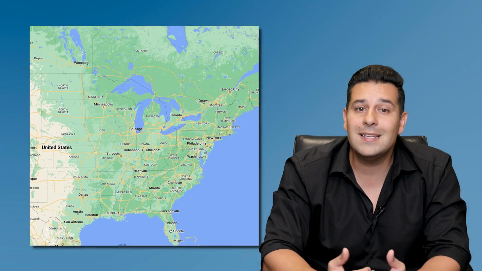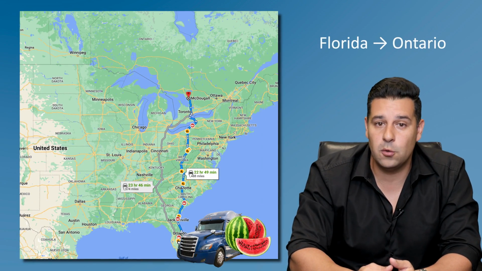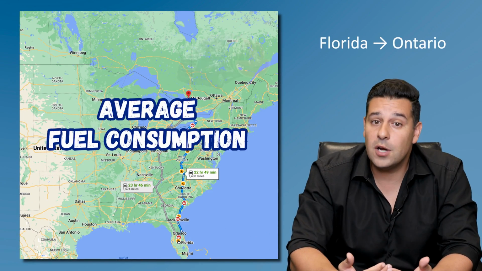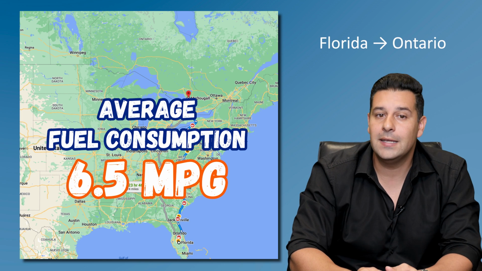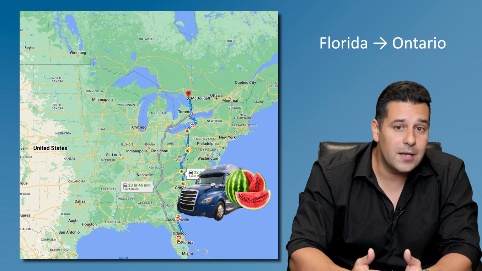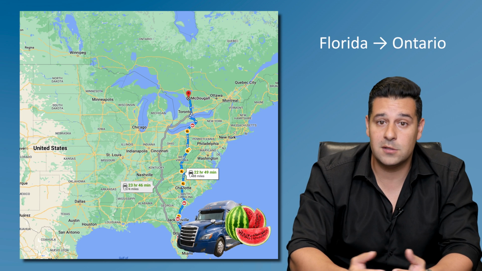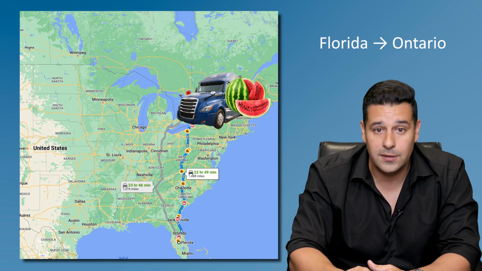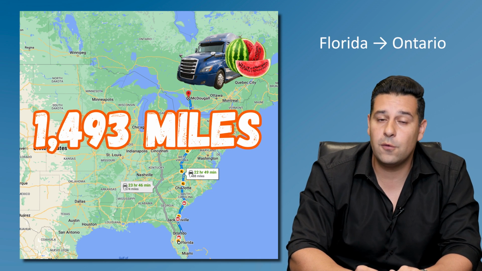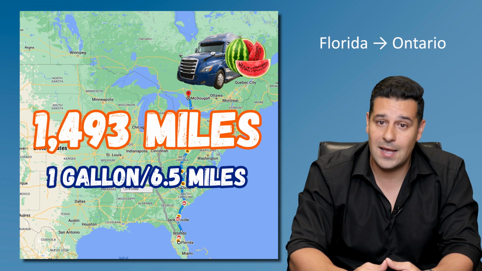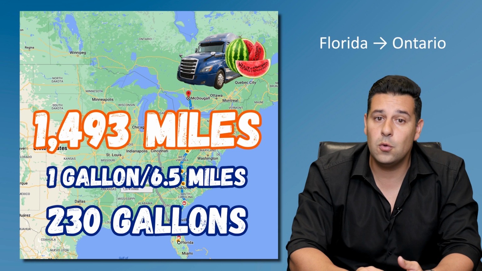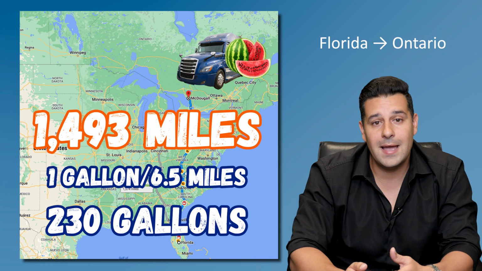And because I'm located here in Ontario, Canada, we will take an example of a load of watermelons going from Florida to Ontario. A truck on average drives 6.5 miles for every gallon it consumes. So we know that if we are picking up a load of watermelons from Miami and we were to bring it here to Ontario, we would travel 1,493 miles. So if we consume 1 gallon for every 6.5 miles, we would consume 230 gallons from Miami to Ontario.